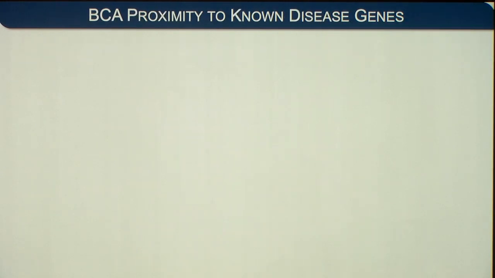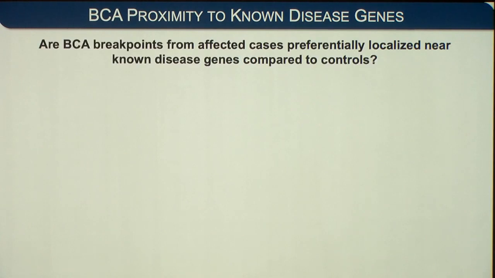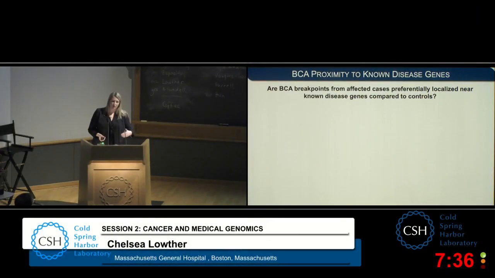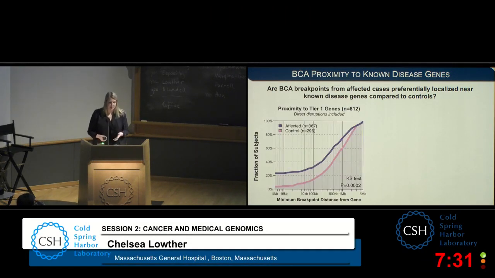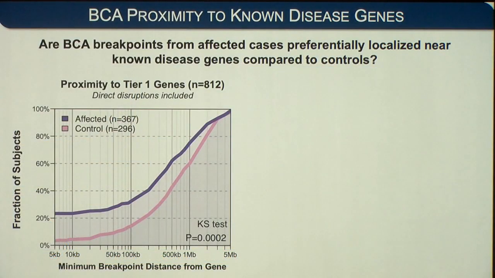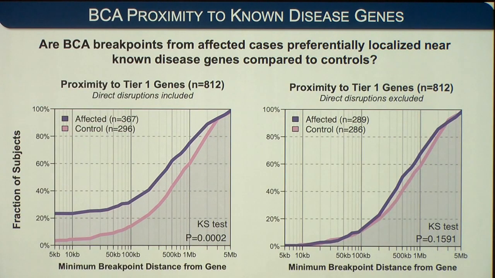The next natural question was to ask, are BCA breakpoints from affected cases more closely located to known disease genes than controls? When we plot this data, we see that this is indeed true. There are significantly more cases with a breakpoint closely located to a known disease gene than controls. However, this plot is showing all of the cases that have a direct disruption of a known disease gene. After we remove those cases and controls, the effect essentially dissipates. This suggests that we're not going to be able to interpret the relevance of a BCA breakpoint based on its proximity to a known disease gene.